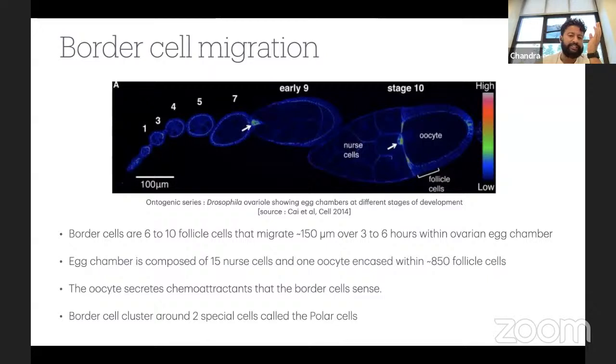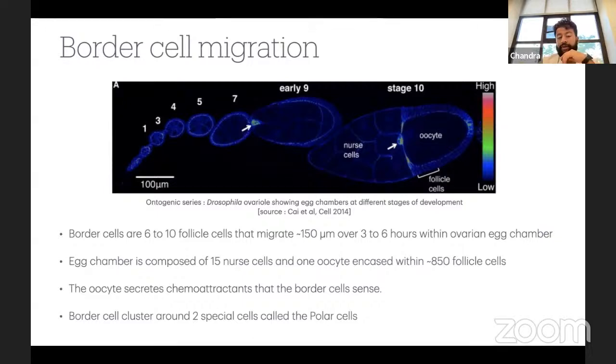The process that I'm interested in is highlighted in stage 9, and as you can see, there are 2 arrows there, marking a cluster of cells called the border cells. The egg chamber is lined by cells called follicle cells. Among those, about 6 to 10 follicle cells achieve a different fate called border cells. They enclose 2 special follicle cells called the polar cells. And this cluster of border cells enclosing the polar cells does a beautiful migration, from the anterior to the posterior of the egg chamber, and basically stops at the place where the oocyte is.